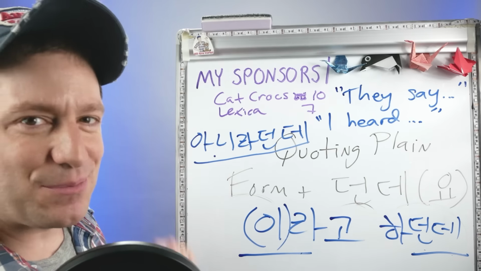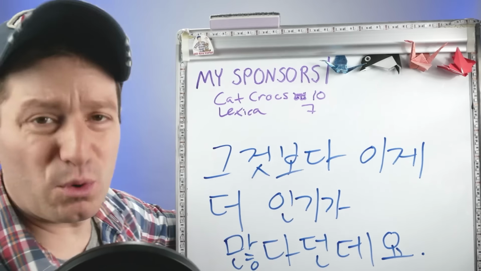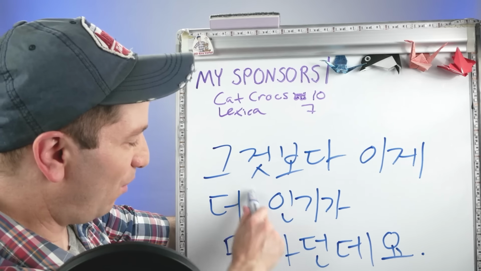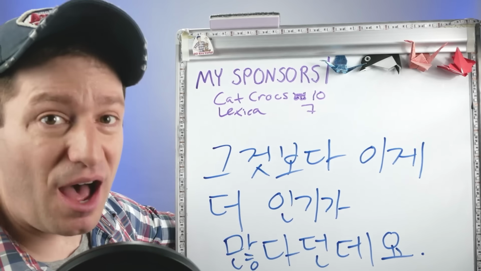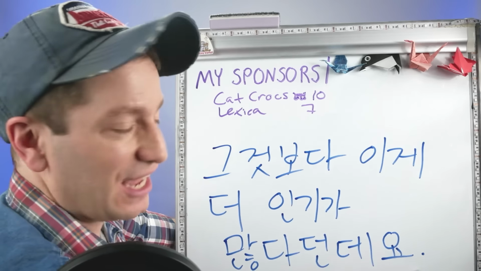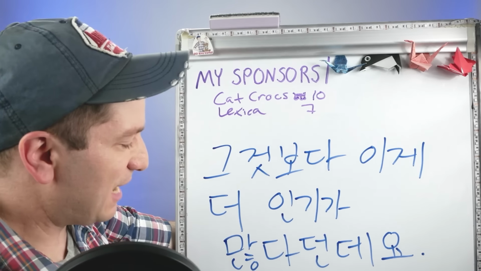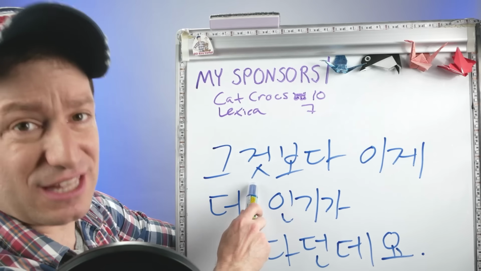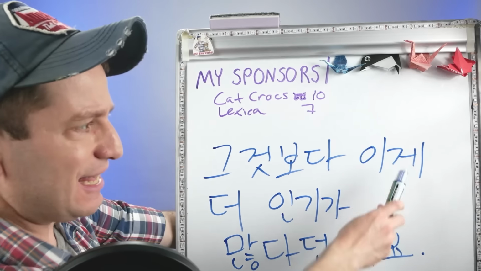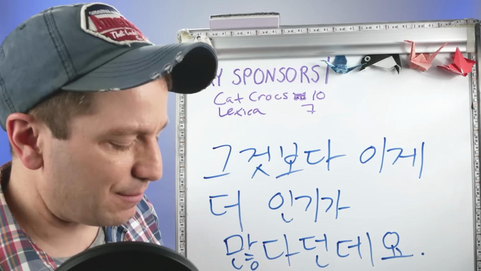So let me give you an example sentence. 그것보다, so more than 그것, more than that. 이게, which is 이것이, so this is 더, more, 인기가 많다, to be popular. So in this case, 많다고 하던데요. So 많다던데요. I remember, or I recall that they said, so I heard basically, that it was very popular. More popular than that. 그것보다 이게 더 인기가 많다던데요. I heard that this is more popular than that. 그것보다 이게 더 인기가 많다던데요.